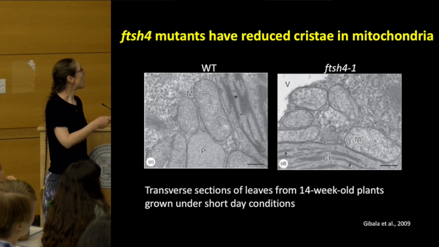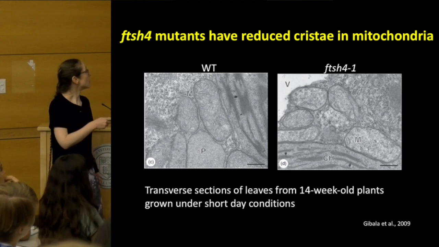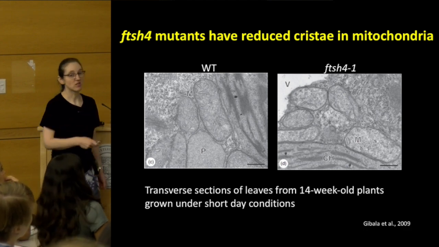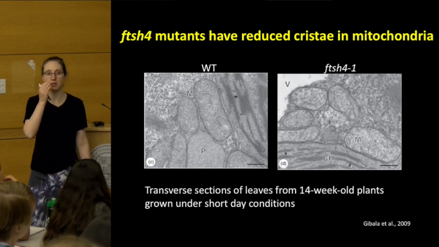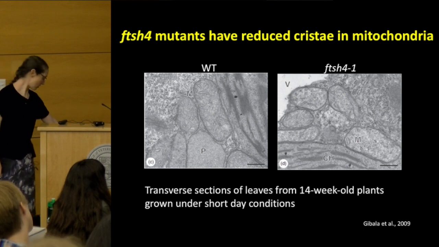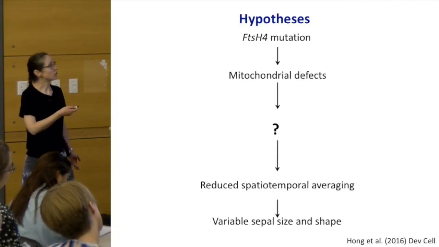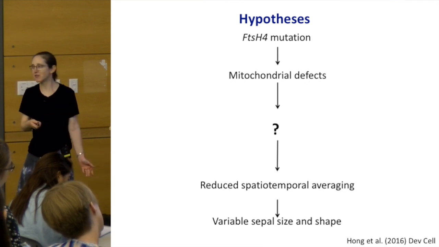So here's wild-type mitochondria, and here's the FtsH4 ones. And what you can see is in wild-type, mitochondria have the cristae in them, whereas in FtsH4 they're absent. So the mitochondria are really severely screwed up. Okay, so this poor plant has screwed up mitochondria. Now, how do we go from screwed up mitochondria down to reduced spatiotemporal averaging of growth?